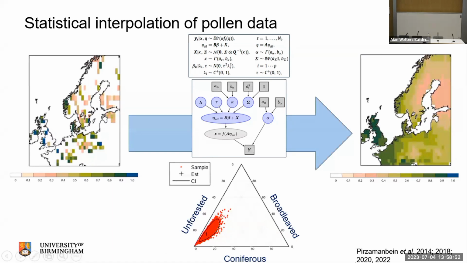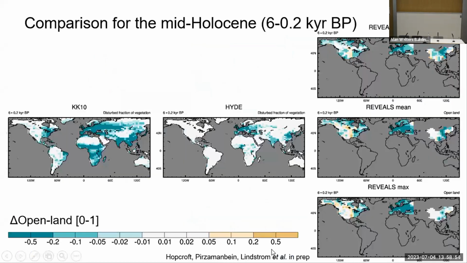So is it unforested, broadleaf, or coniferous? Now we can compare all of these different estimates. This is the change in open land for the mid-Holocene, 6,000 years ago, in the KK10, the really intense population-based estimate. The HYDE, which is the low intensity population-based estimate. And this is the uncertainty range from the pollen, the REVEALS, mean, min, and max.